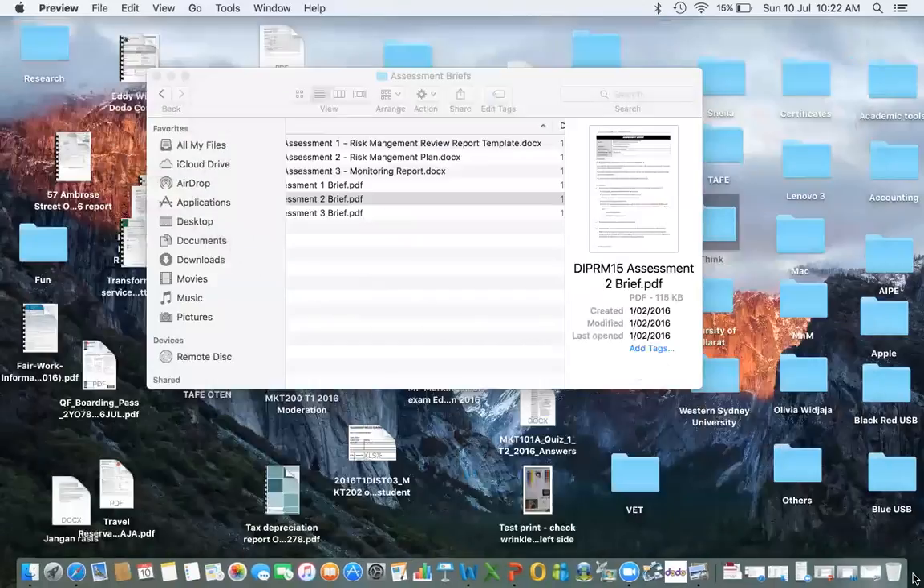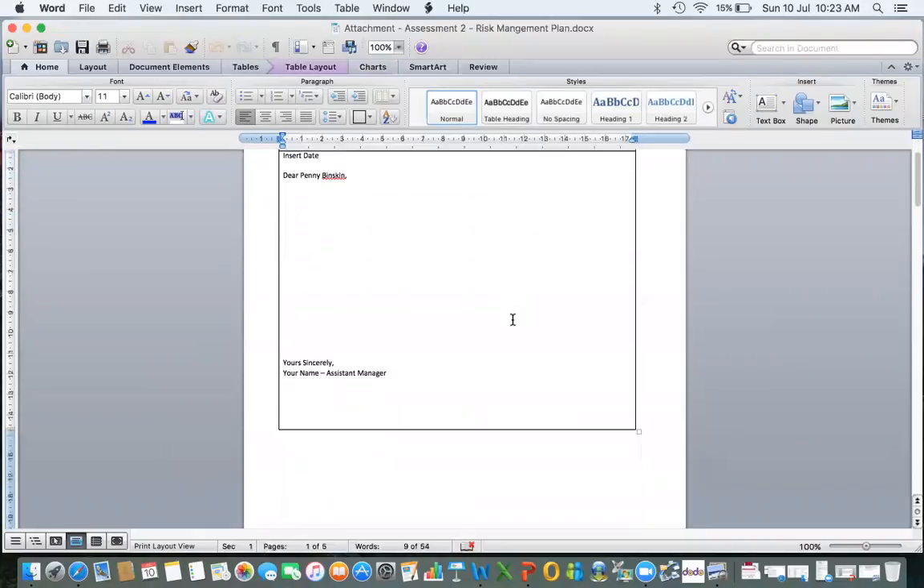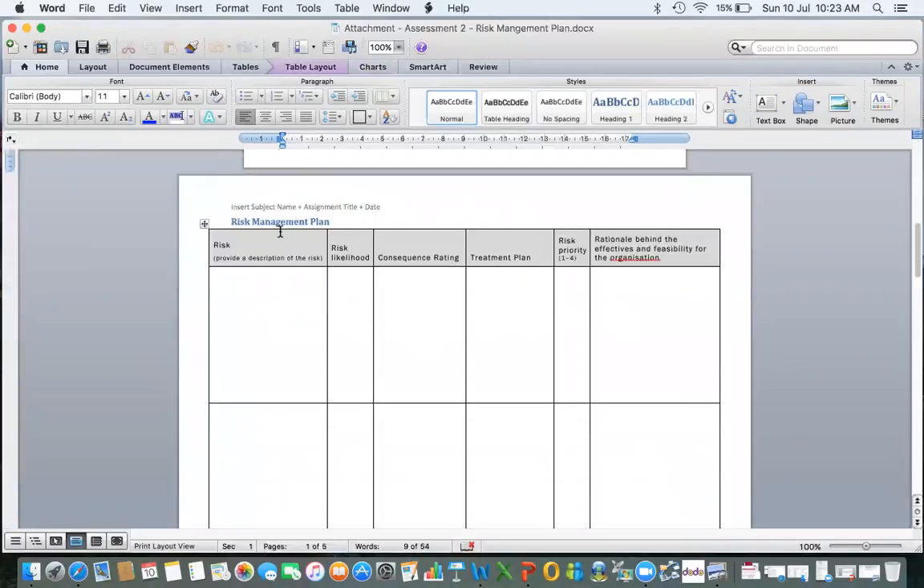Now let's have a look at the template. This is the template I spoke about for assessment 2. Again, you are required to draft an email. When you draft an email, please outline the key findings, outline the highlights of your plan, of your attachment, which is basically your plan. You can explain the risks that you have identified, and the likelihood, consequence, and also the treatment briefly.